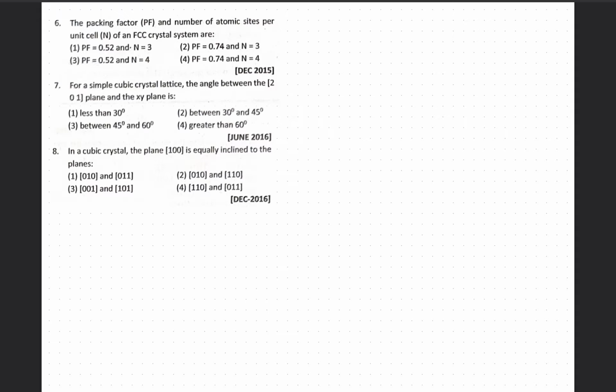Next, the packing fraction and the number of atomic sites per unit cell of FCC. We know that in FCC Z value is 4, that is the number of particles present per unit cell is 4, so this will be 4, and the packing fraction we know is 74%. Okay, so the correct answer will be 4.